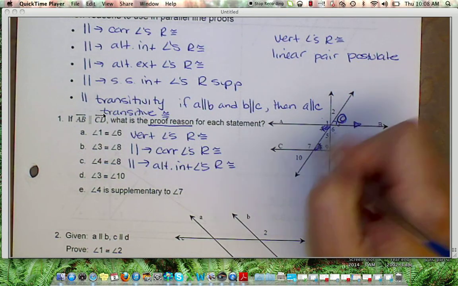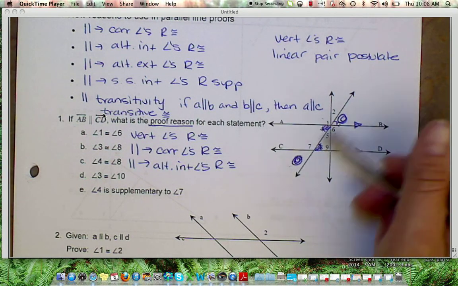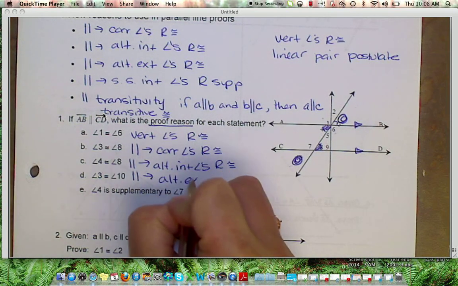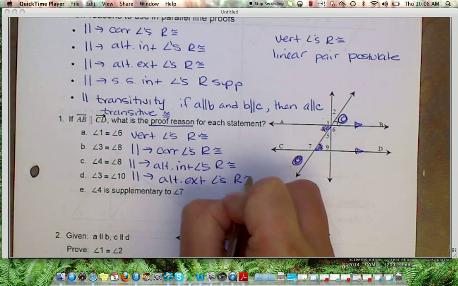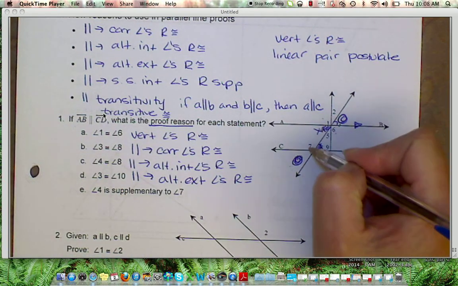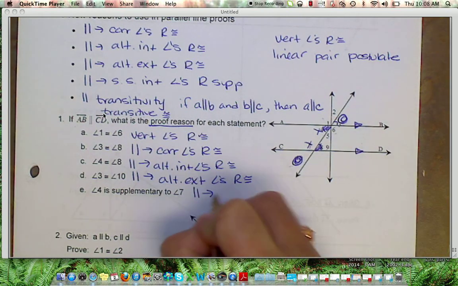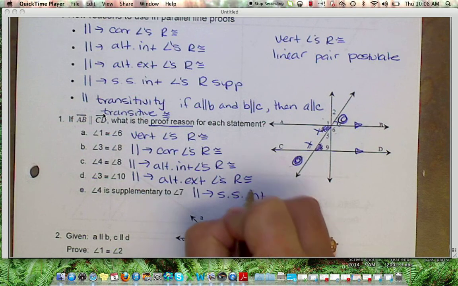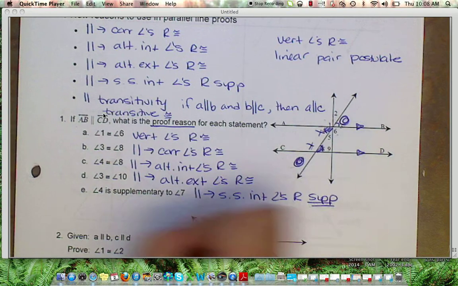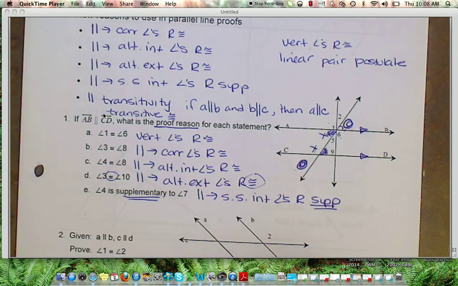3 and 10 are on the outsides, on opposite sides of the transversal, so those are alternate exterior angles. And then finally, angle 4 is supplementary to angle 7, that's this one and this one. Those are same side interiors. So if the lines are parallel, then same side interior angles are supplementary. So this needs to match what this said. This says congruence, this says congruence, and so on.